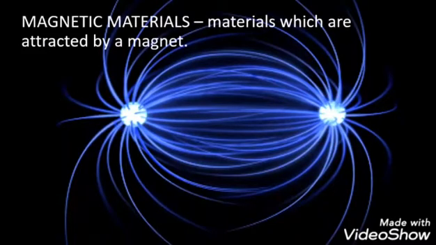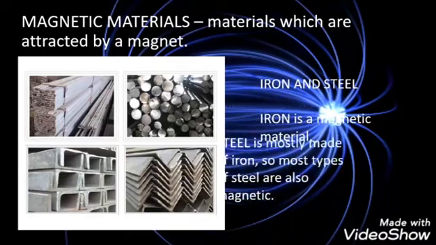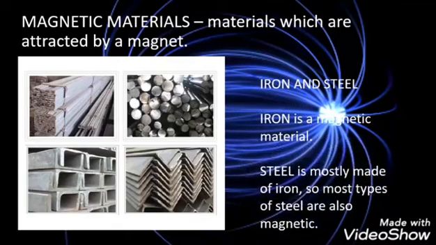Some materials are attracted by magnets, and other materials are not. A material which is attracted by a magnet is called a magnetic material. Iron is a magnetic material. Steel is mostly made of iron, so most types of steel are also magnetic.